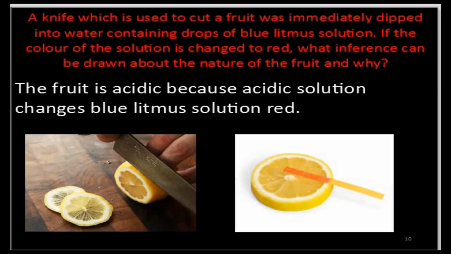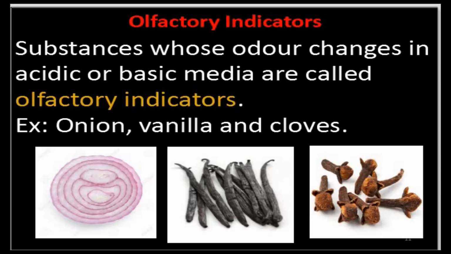Now, let's move on to olfactory indicators. Substances whose odor changes in acidic or basic media are called olfactory indicators. Examples are onion, vanilla and cloves. Onion smell can be observed in acidic solution but not in basic solution. Vanilla essence and clove oil also behave in acidic and basic medium in the same way.